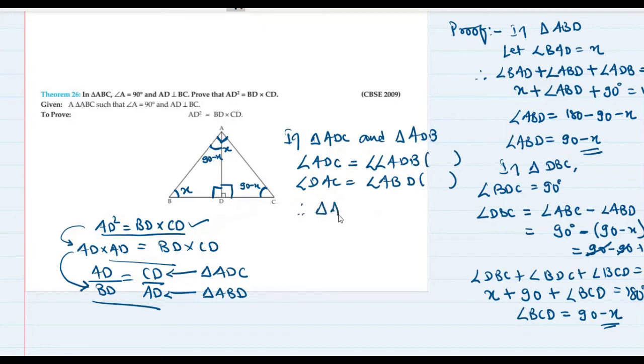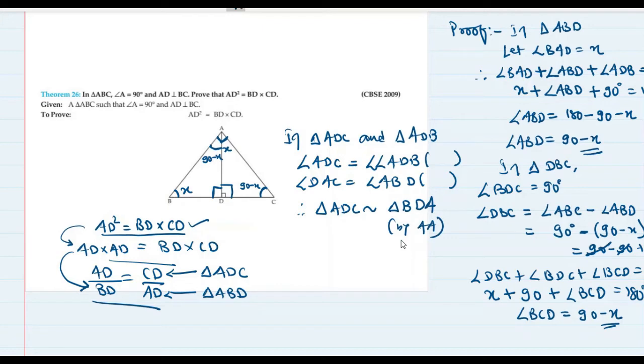Therefore, triangle ADC is similar to triangle... Now name it with the help of correspondence. In triangle ADC, A is x, and in triangle ABD, B is x. So A corresponds with B. In triangle ADC, D is 90. In triangle ABD also, D is 90. And in triangle ADC, C is 90 minus x. In triangle ABD, A is 90 minus x. So here A will come. So by AA similarity, these two triangles are similar.